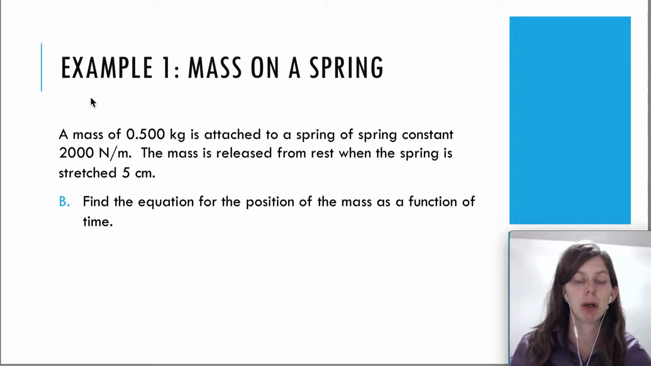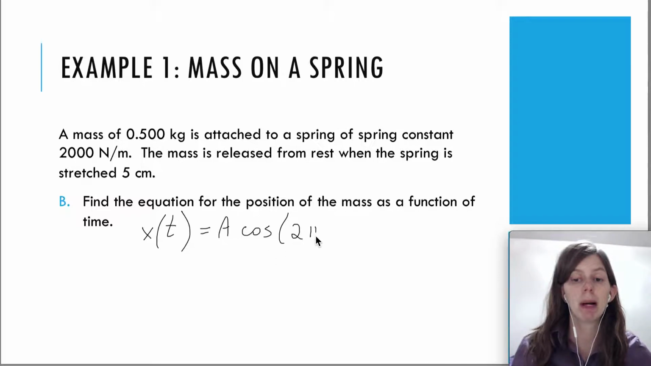Let's take a look at part B. This says find the equation for the position of the mass as a function of time. So we said that for a mass on a spring, the position is going to be described by this cosine function. X as a function of time equals A cosine of 2 pi f t. So now we're seeing how do we use this equation. Well, we need to figure out what the amplitude is.